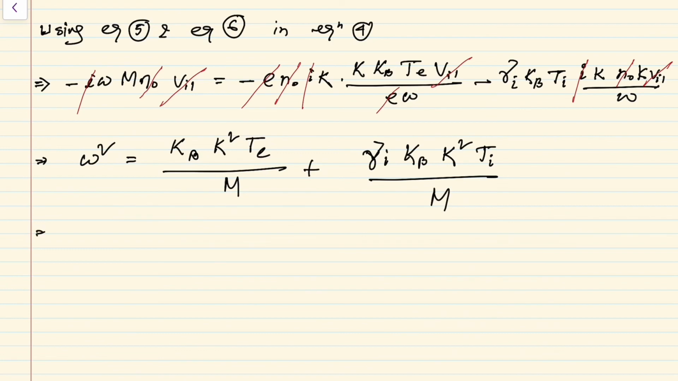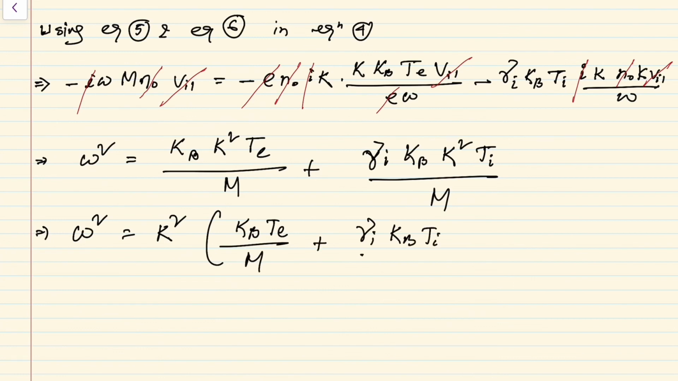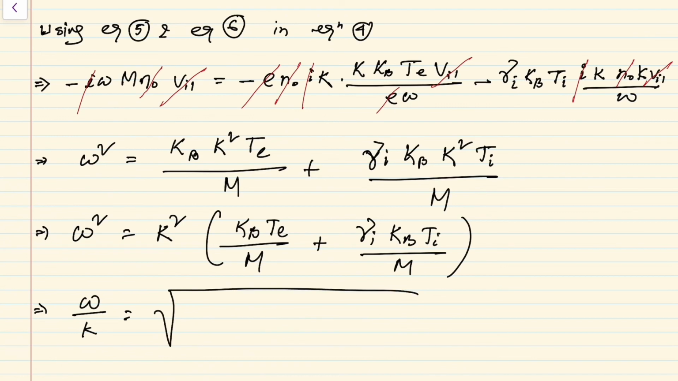Now let us take k² common. Then you get k_B T_e by M plus γ k_B T_i by M, and this gives ω by k. If you remove the squares, then you have to take square roots: ω by k equals the square root of k_B T_e by M plus γ k_B T_i by M. This is the dispersion relation for ions.